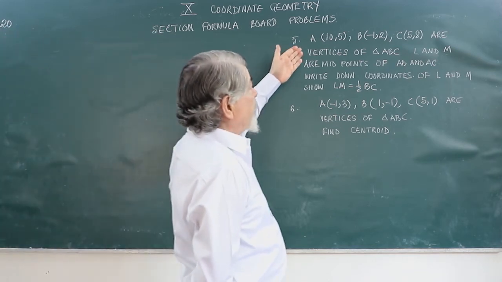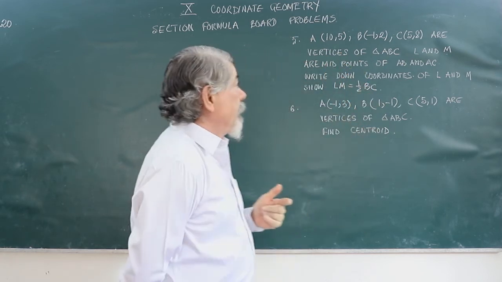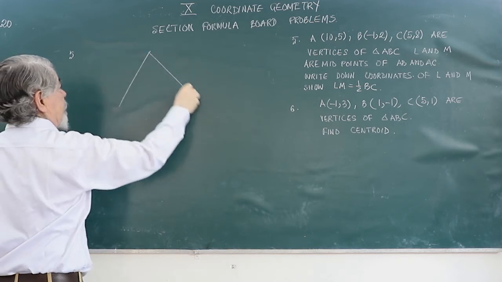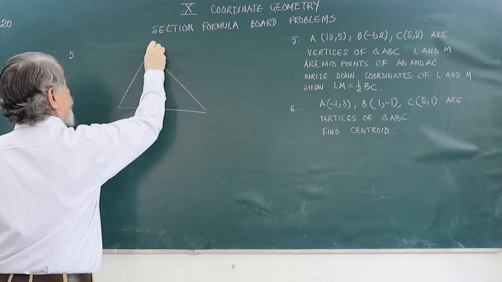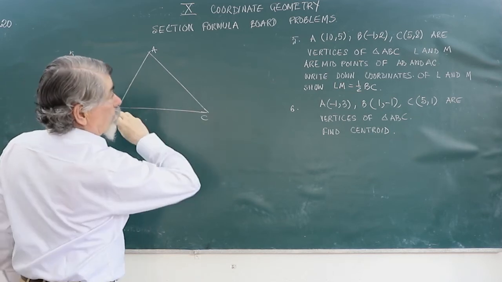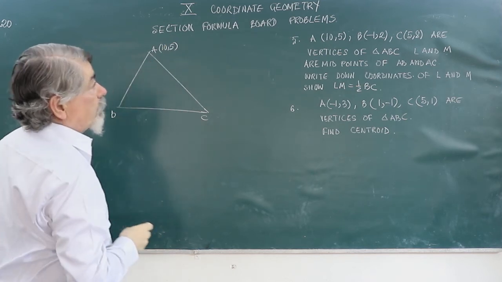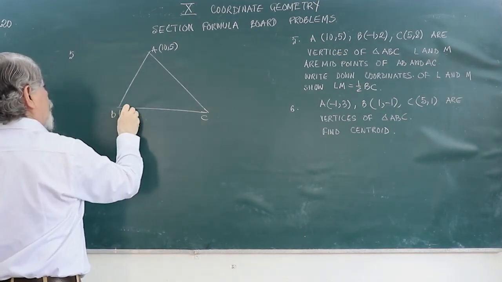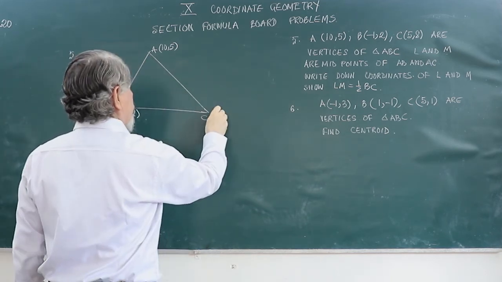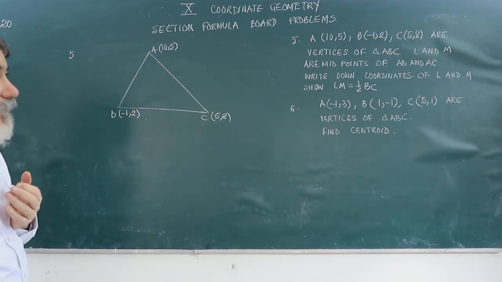In question number 5, A, B and C are the vertices of a triangle ABC. I draw the figure for your convenience. The coordinates of A are (10, 5). The coordinates of B are (-1, 2), and C is (5, 8).